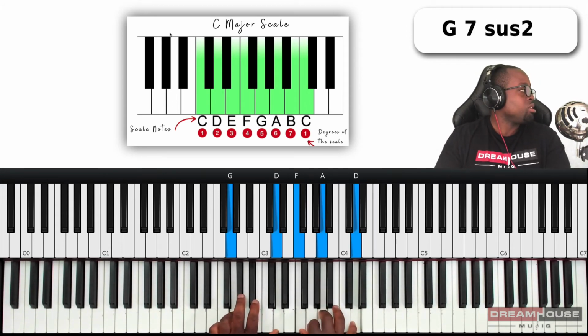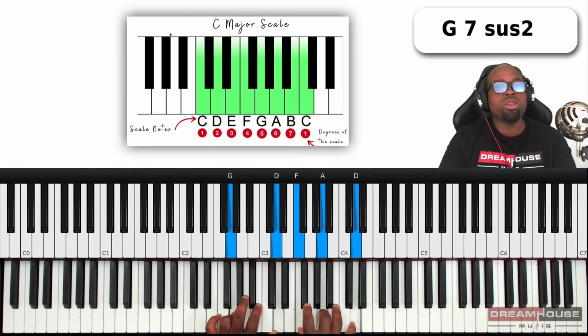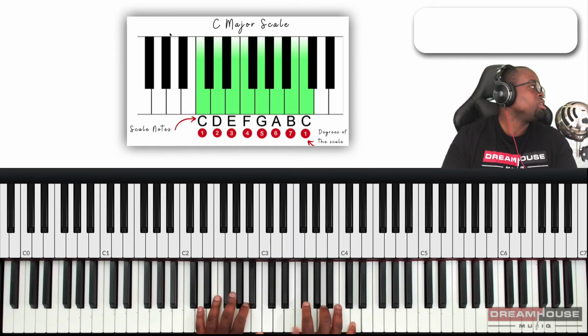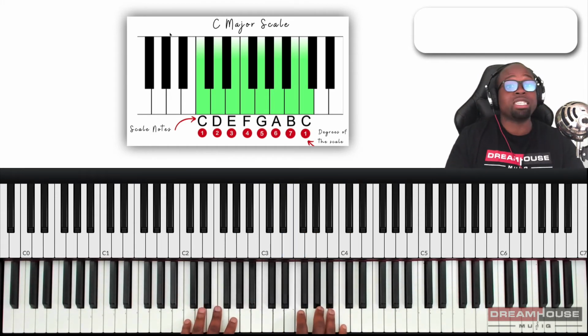Alright, falls nicely. So dominant chords, when you do the 2-5-1s in dominant form, sounds really gospel-y, if that's a word.